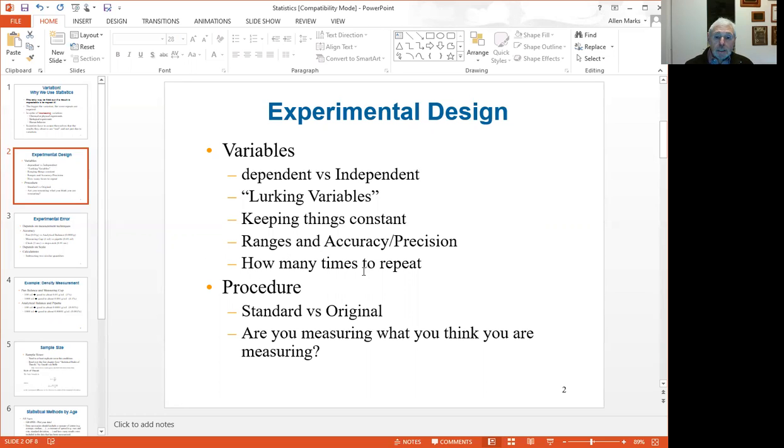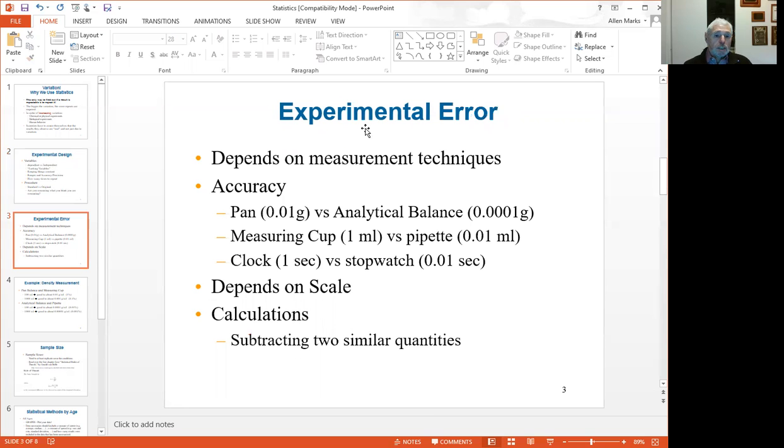And you need to decide how many times you are going to repeat a given experiment. You need to decide how you're going to measure the dependent variable. And you can use a standard procedure that you find in the literature, or using a mentor or your teacher, or you can devise one yourself. The originality will give you some kudos from the judges, but you have to make sure that you're measuring what you think you're measuring. Now, the experimental error will depend on your measurement techniques.